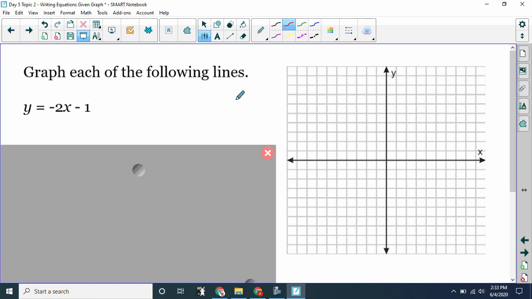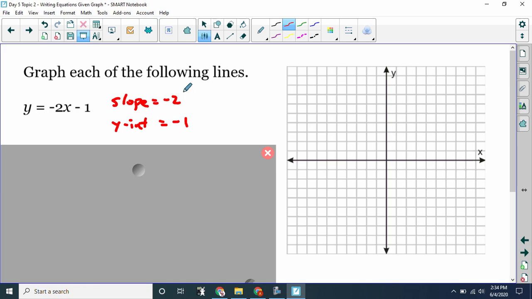Let's graph each of the following lines. Y equals negative 2x minus 1. So the slope, that's what's next to the x, is negative 2. And the y-intercept is what's added or subtracted at the end. In this case, my y-intercept is negative 1.